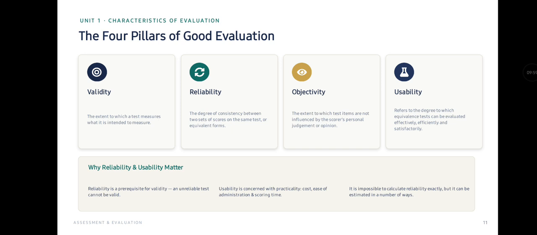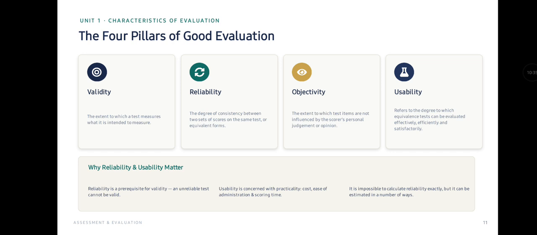Next, we'll go to the four pillars of good evaluation. Validity, the extent to which a test measures what it is intended to measure. Reliability, the degree of consistency between two sets of scores on the same test or equivalent forms. Objectivity, the extent to which test items are not influenced by personal judgment or opinion. Usability refers to the degree to which tests can be evaluated effectively, efficiently, and satisfactorily.